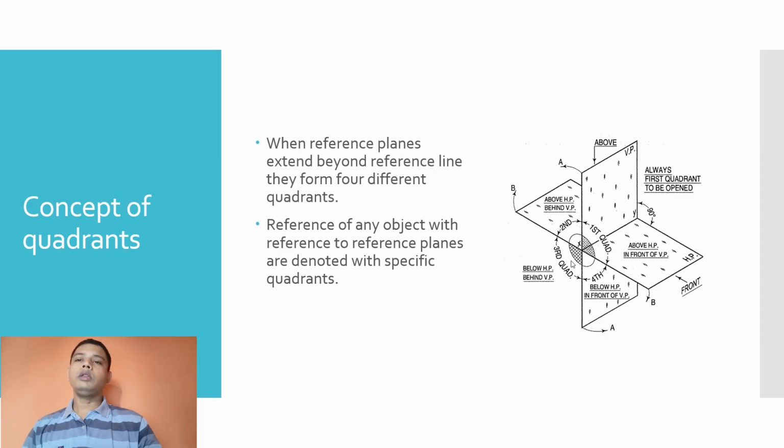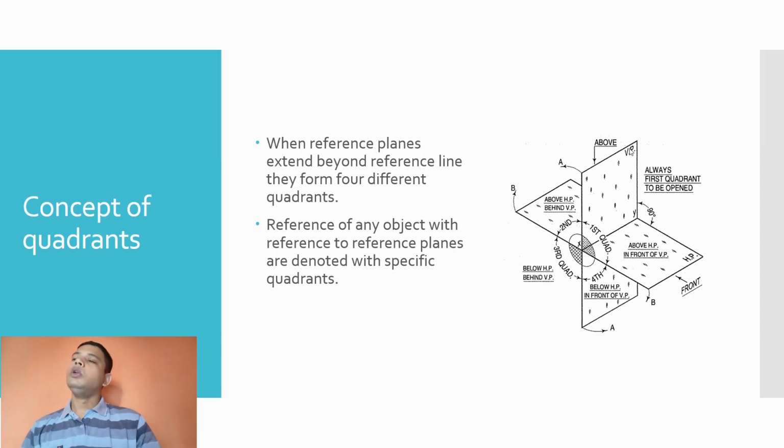And whatever line is formed due to the intersection of these two planes, this xy line, is called the reference line. So this is the vertical plane, and this is the horizontal plane. The image generated on the horizontal plane is called the plan view. The image generated on the vertical plane is called the elevation view, and this is the reference line. This point is 0, and this is the reference line xy.